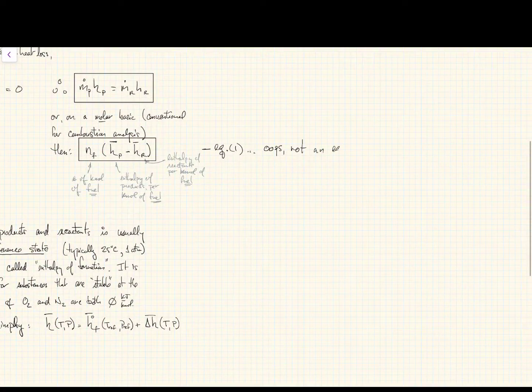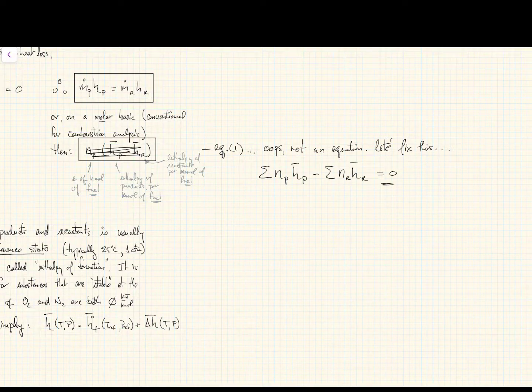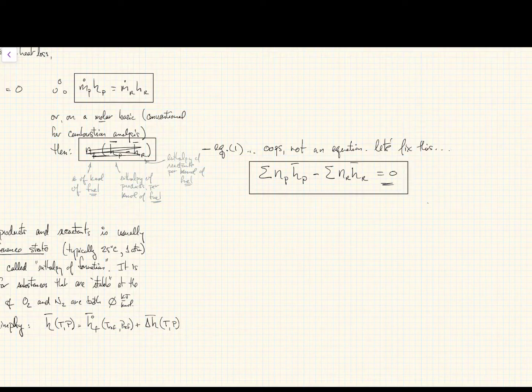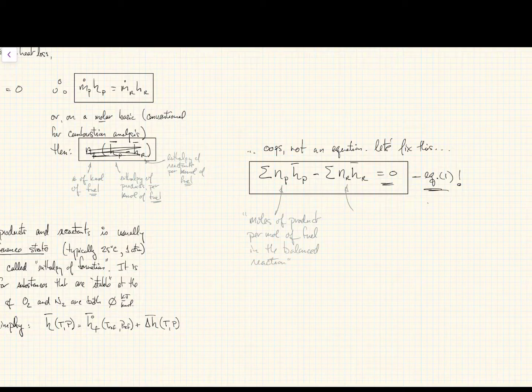In fact, instead of specifically writing it in terms of NF, the number of moles of fuel, we're going to look at the number of moles of products per mole of fuel times the enthalpy of the products per mole of products. That's going to give us the enthalpy of the products per mole of fuel, which is kind of what we're after. And similarly for the reactants.